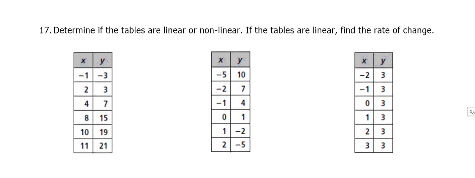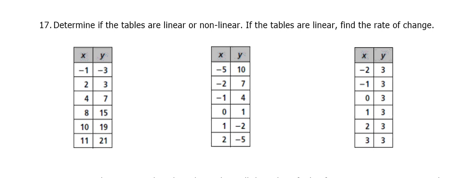Number 17, determine if the tables are linear or nonlinear. If the tables are linear, find the rate of change. Okay, so this is a little bit of a review from a previous year. On your test, you're not going to be tested on linear or not linear. But remember, in the vocabulary, a linear relationship is going to have a constant rate of change. So I need to check to see if my rate of change is constant.